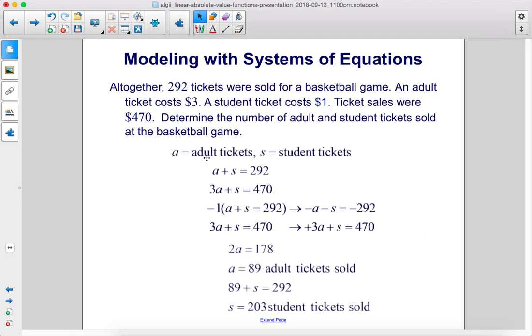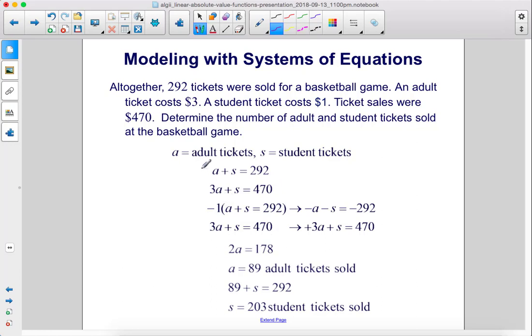If we let A stand for adult tickets and S stand for student tickets, we know that the number of adult tickets plus the number of student tickets equals 292 tickets total. Now if we do an equation for the prices, 3 times the amount of adult tickets sold plus 1 times the amount of student tickets sold equals $470. So we have our two equations here. So we can then solve the system of equations.